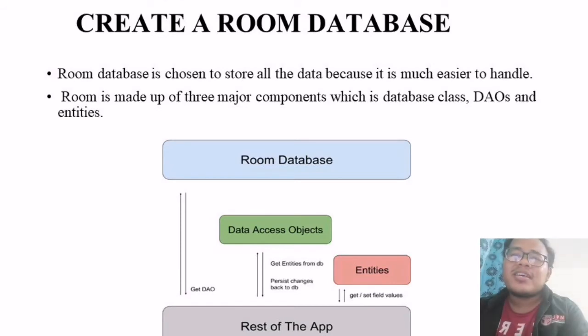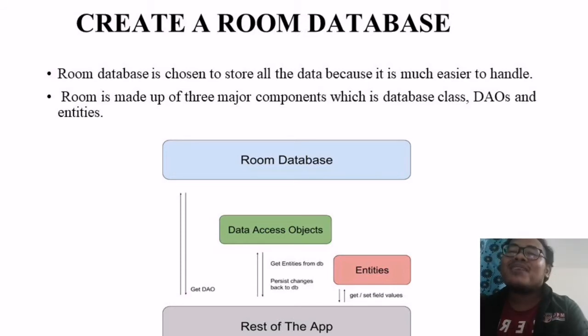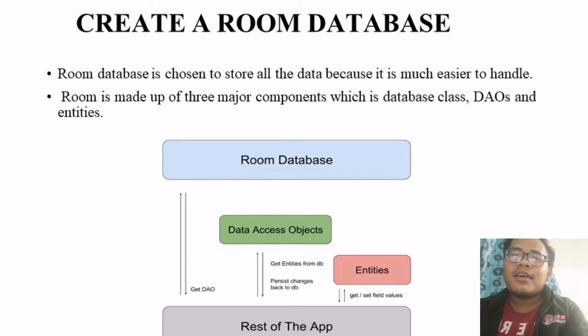Next is creating a room database. Basically, room database is chosen to store all the data because it is much easier to handle. Room is made up of three major components, which are database, DAOs, and entities, as you can see in the figure below.